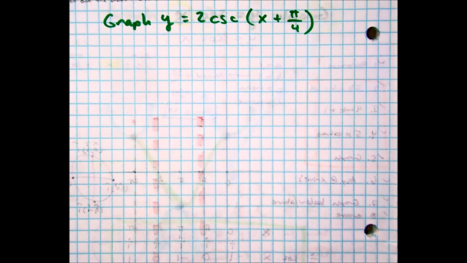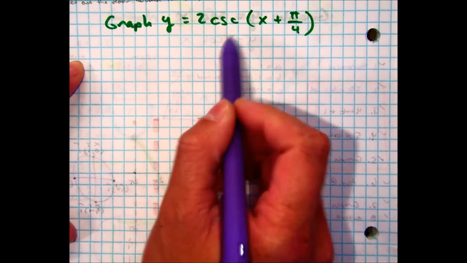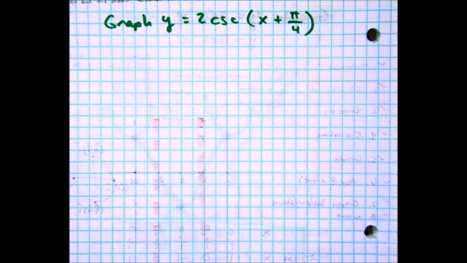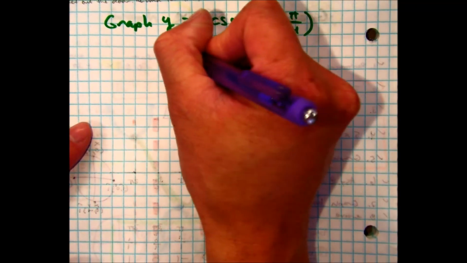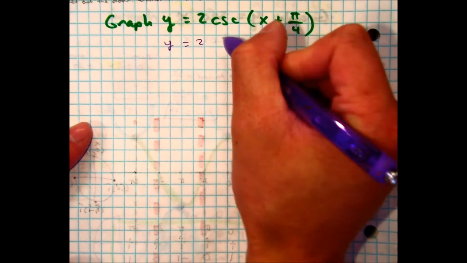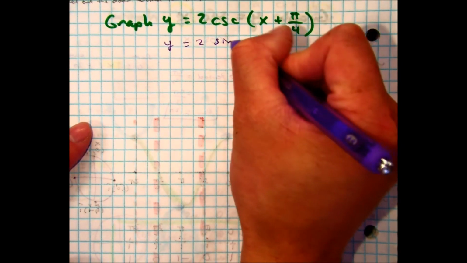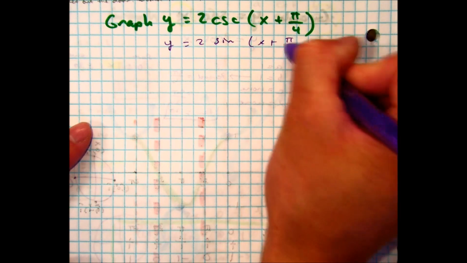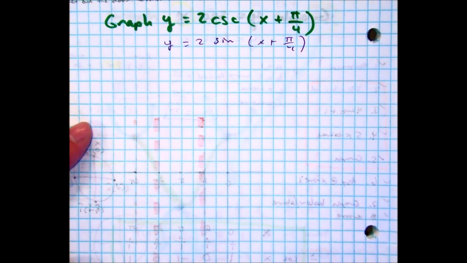Alright, in this problem I have to graph y equals 2 cosecant (x plus pi over 4). Class, what's the first thing we should do? Turn it to sine. So some of you said take the reciprocal, so 2 times sine of x plus pi over 4. Now some of you are actually just taking the numbers and then taking the reciprocal later.